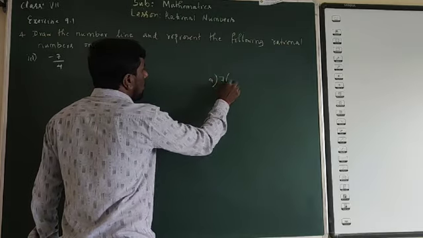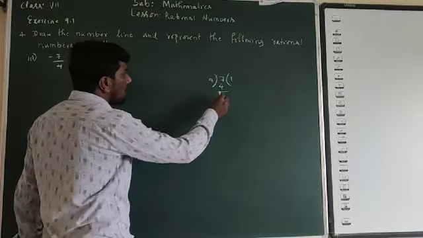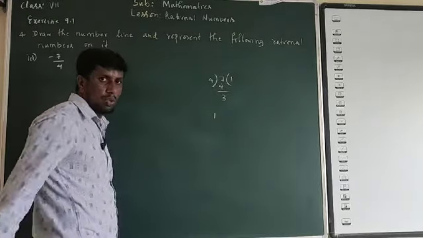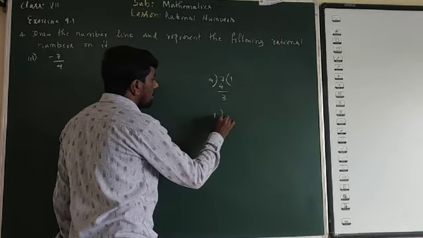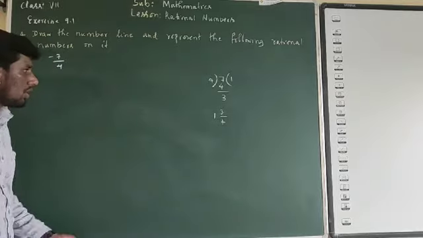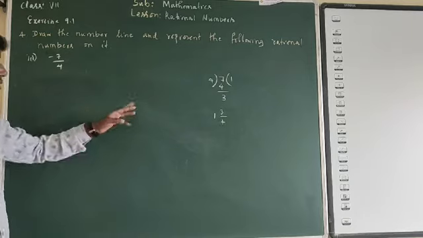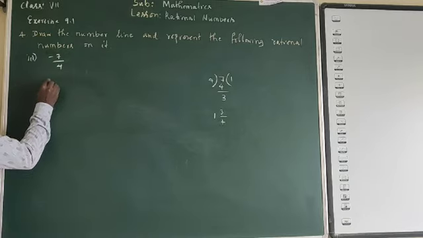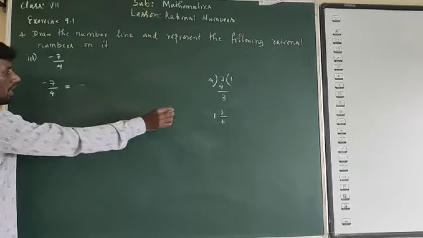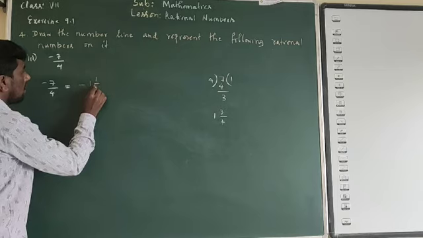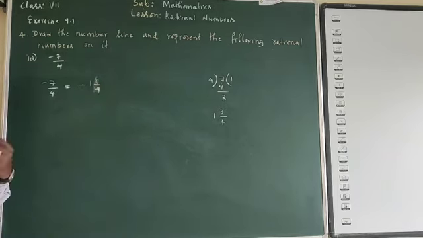7 divided by 4. 4 ones are 4. Remainder is 3. So we will write in terms of mixed fraction: quotient, remainder in the numerator, divisor in the denominator. 1 3 by 4, correct? This is the mixed fraction for the 7 by 4, correct? So I will replace that. Minus 7 by 4 is equal to minus, I can write 7 by 4 as 1 3 by 4, in terms of mixed fraction.